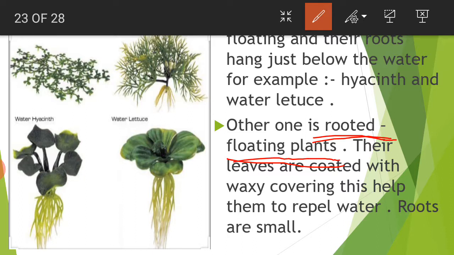Their leaves are coated with a waxy cover and that helps them to repel water. Their roots are very small because there is no need of roots in aquatic plants. You all know what the main function of the root is? Their function is to absorb water from the soil. But in aquatic plants there is already lots of water and they are growing in the water, so roots have not much role. So they are very small in size.